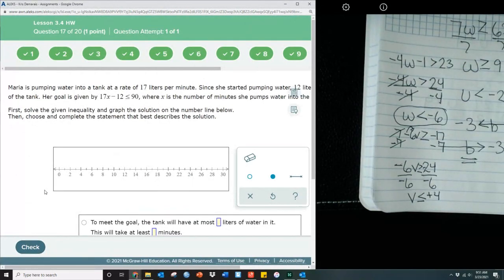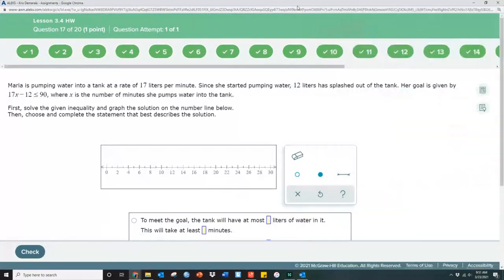Now you get into this, right? And then it's like, this one's a little complicated for some students. So I'm going to full screen this one and let's have a conversation about it. First of all, it gives you a scenario, and then her goal is given by this inequality, where X is the number of minutes she pumps water into the tank. Now, you solve the given inequality.